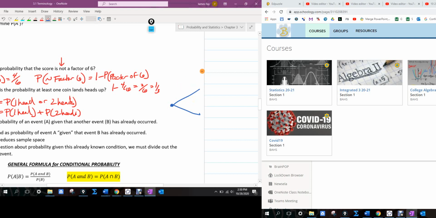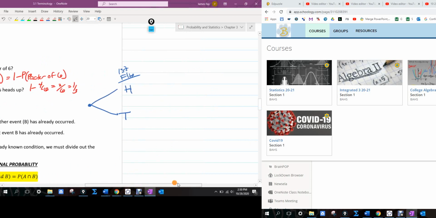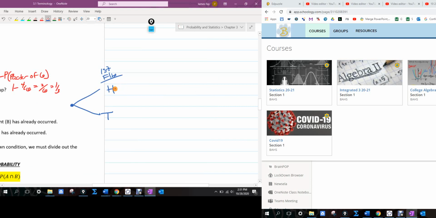Right here is going to be our first flip. What are my options for my first flip? Heads or tails, right? Those are the only two things that can happen. Now, from each one of those individual outcomes, if the first flip landed heads, what could the second flip land? Heads or tails again, right? And if the first flip landed tails, the second flip could have been heads or tails again, right?